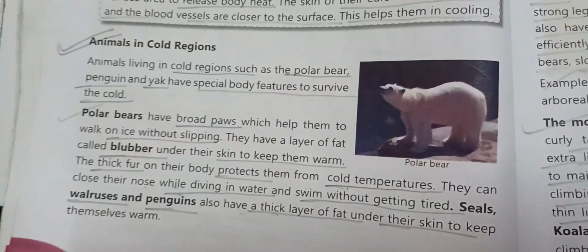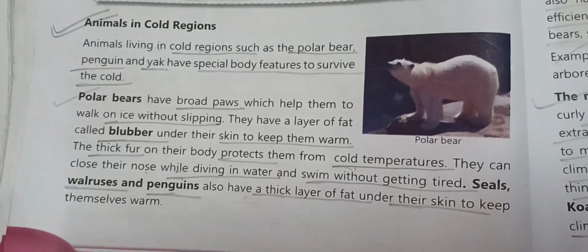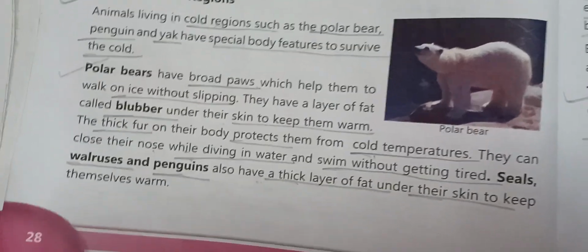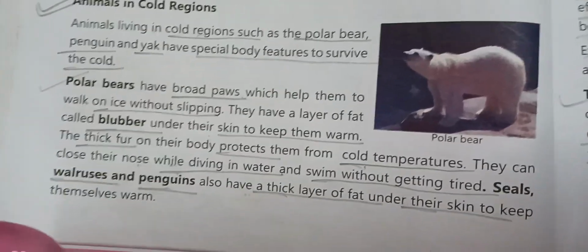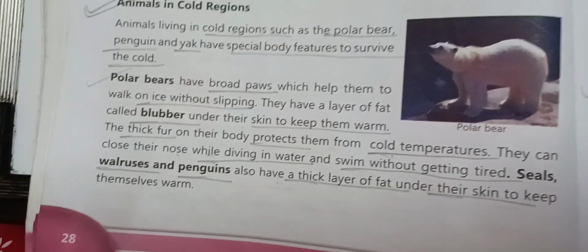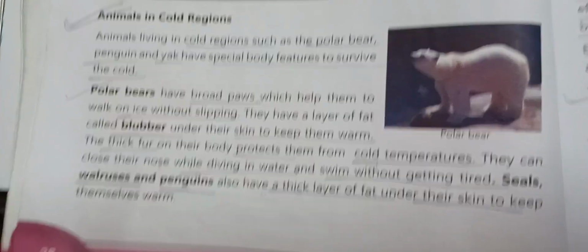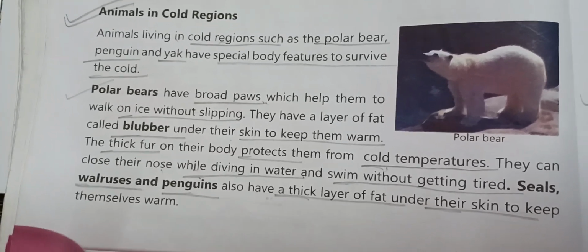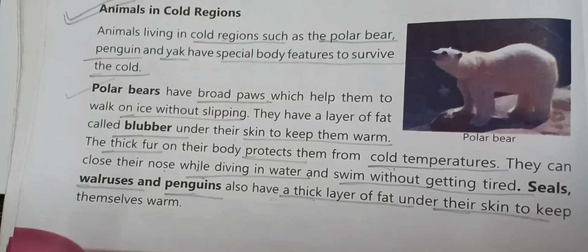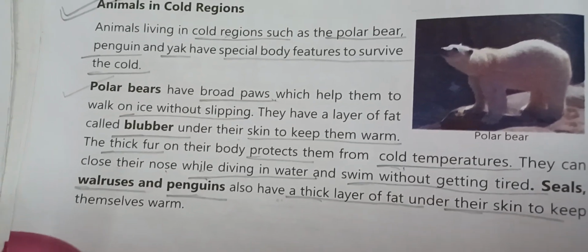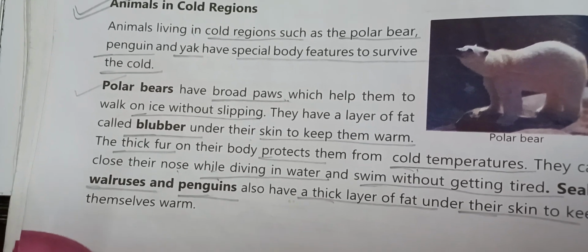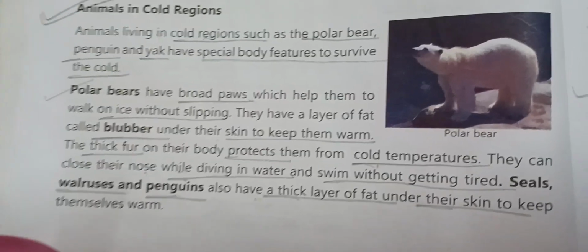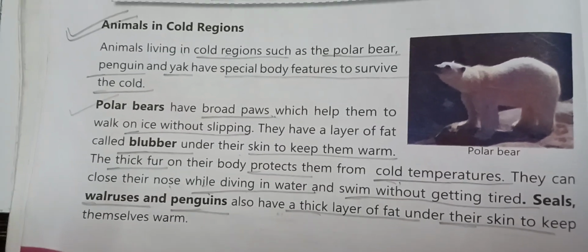Animals in cold regions. Animals living in cold regions, such as the polar bear, penguin, and yak, have special body features to survive the cold. Polar bears have broad paws which help them to walk on ice without slipping. They have a layer of fat called blubber under the skin to keep them warm. The thick fur on their body protects them from cold temperatures. They can close their nose while diving in water and swim without getting tired.